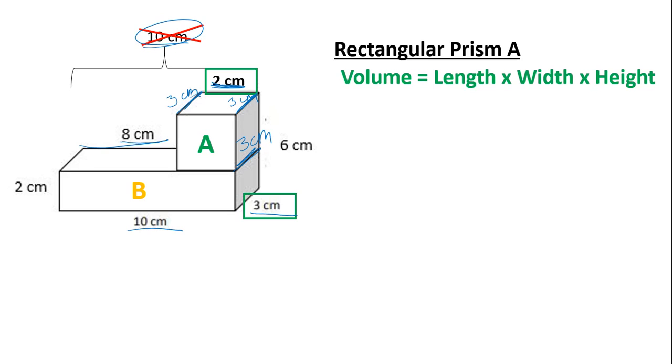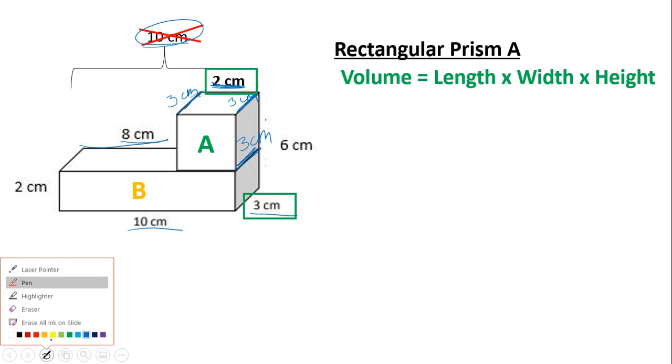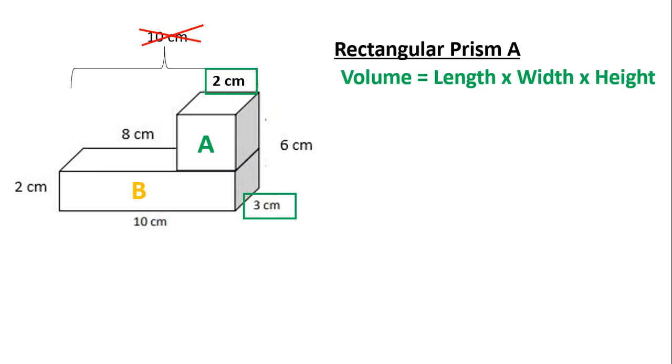Our height, well, I'm going to clear our screen, the height of the whole thing is 6 centimeters. So this bottom rectangular prism's height is 2 centimeters. You can think, what do you add to 2 centimeters to get to 6 centimeters? And the answer is 4 centimeters. So the height of rectangular prism A is 4 centimeters.